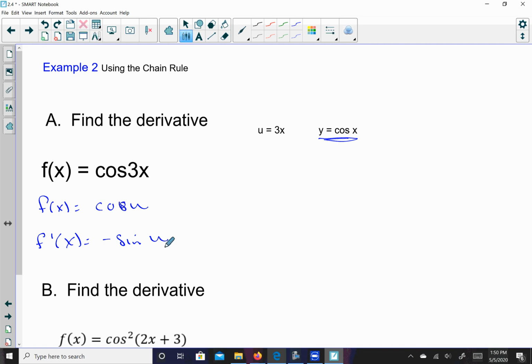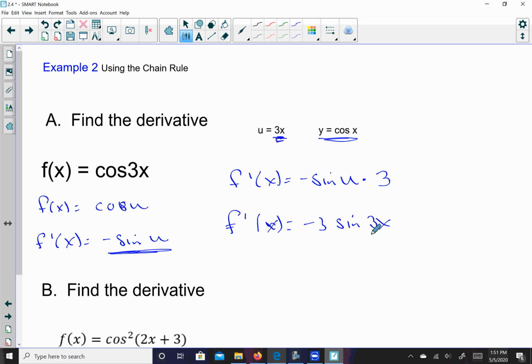We've never changed that before. So now, to find the derivative of this whole thing, I'm going to take that, so negative sine u, and multiply it by the derivative of this inside function, 3x, and the derivative of 3x is just going to be 3. So to write it and unchunk, or put the 3x back in for the u, I'm going to have negative 3 times the sine of 3x, and that's my derivative.